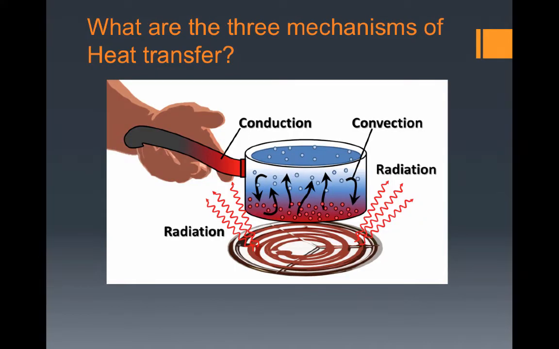There's three different mechanisms of heat transfer. We have conduction, convection, and radiation. It's likely that you remember these three mechanisms from previously in science. We're going to jump into them today briefly, except we're going to spend a lot of time on radiation.